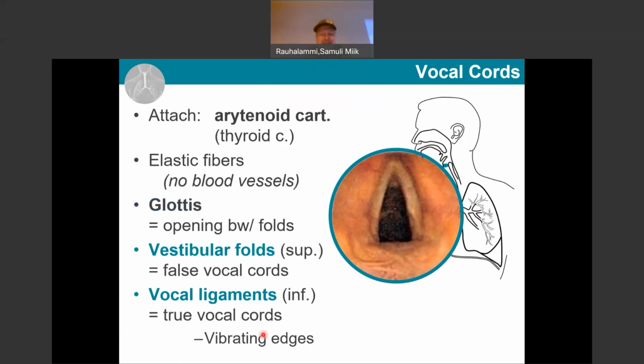So the first ones, the more superior ones, are known as our false vocal cords. They're just vestibular folds. They don't really contribute to vocal production, whereas the more inferior ones are our true vocal cords, made of this membranous tissue where the edges vibrate as the air passes through, and this is what produces the voice. Of course, to be fair, it gets further manipulated along at the level of the mouth and so on, but this is where our voice starts from.